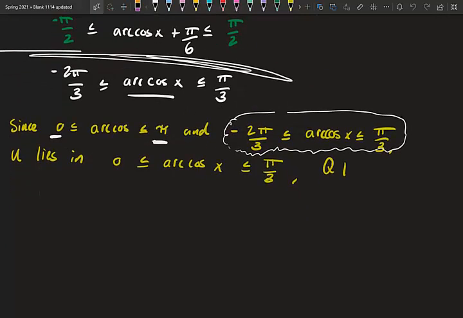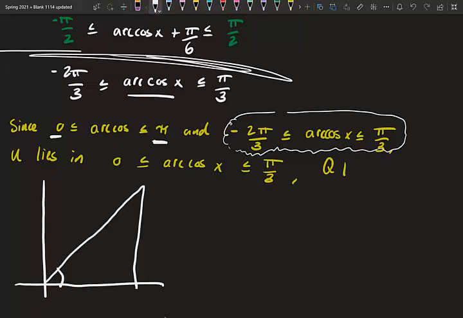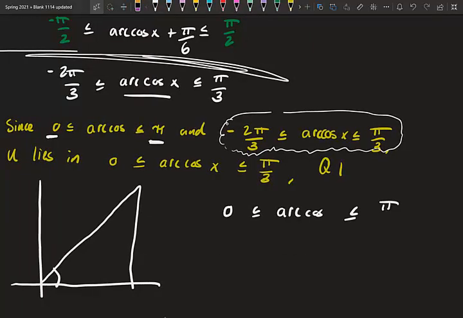But we're working with arc cosine. Because we're working with arc cosine, that range rule is 0 to pi. Negative 2 pi over 3 is not in between 0 and pi, so we can't use that. Pi over 3 is in between 0 and pi, so that means what we're working with is going to fall between 0 and pi over 3, which is in quadrant 1. So that's why we draw quadrant 1. So what we're working with now is 0 is less than or equal to arc cosine x, that's less than or equal to pi over 3.